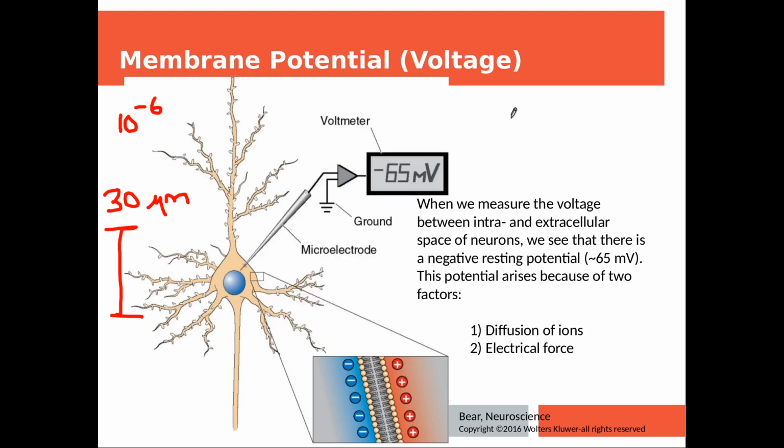So we stick an electrode, a wire, inside the cell, and we stick another wire, the ground wire, outside the cell, and we measure the difference in potential. Or actually, we measure the difference between these two wires.